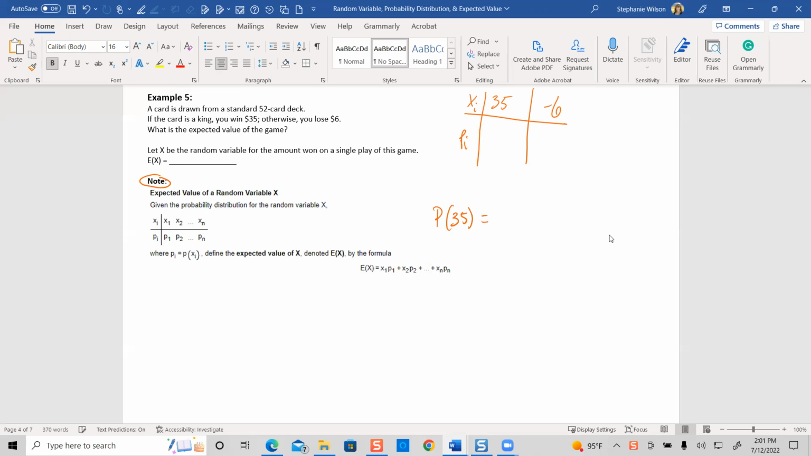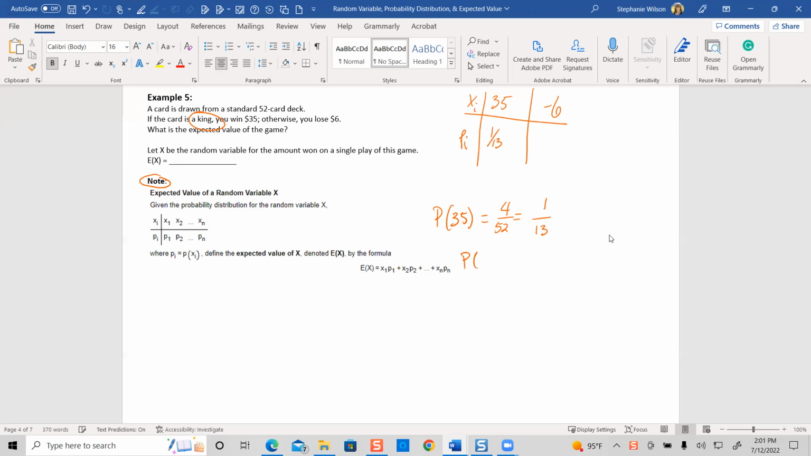Well, it said that if the card is a king, you're going to win. Well, we know that there are 4 kings in that whole deck of 52 cards, right? So when we divide 52 by 4, we get 13. So there is a 1/13 chance of getting a king. Okay, so I got 1/13 for that probability.